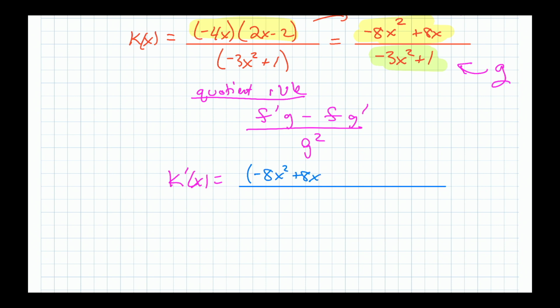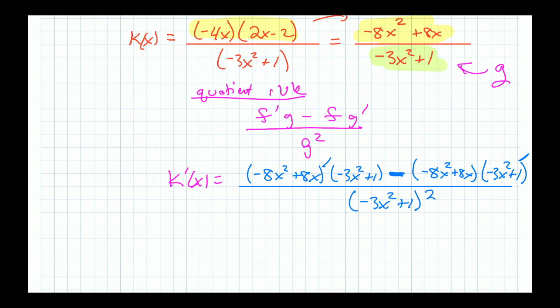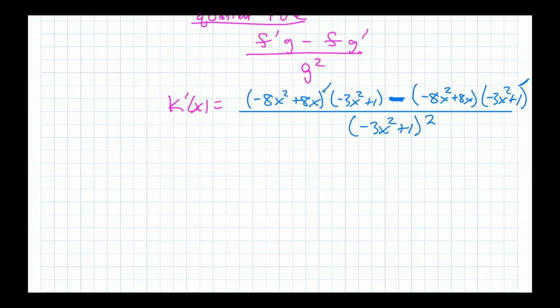F prime g minus, it's a minus for the quotient rule, f g prime over g squared. Okay, so you write out the quotient rule, and again, just like on all of these, once you write out the quotient rule, you just have a term with a prime that you need to do the derivative of, and another one with a prime that you need to do the derivative of.